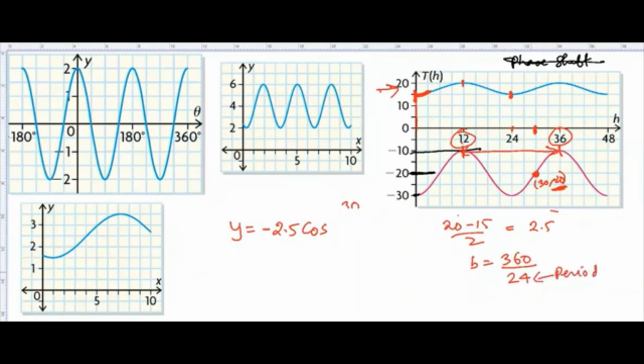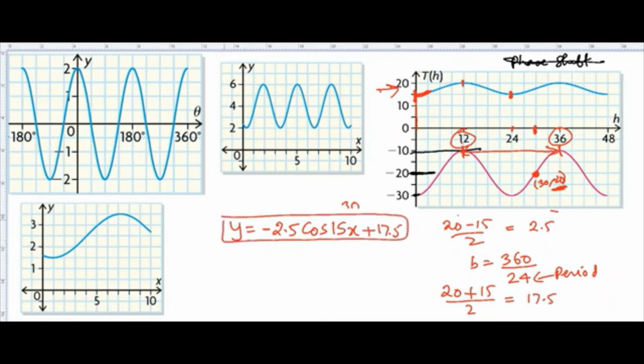So that comes out to 15 again. Oh, both of them have the same. All right, 15x, and now we have to find the axis. Maximum plus minimum divided by 2. 35 divided by 2, 17.5, plus 17.5. This is the equation of that blue graph, this one.